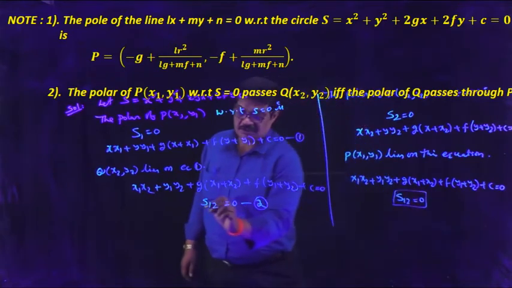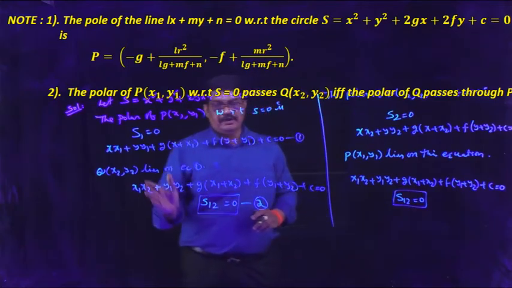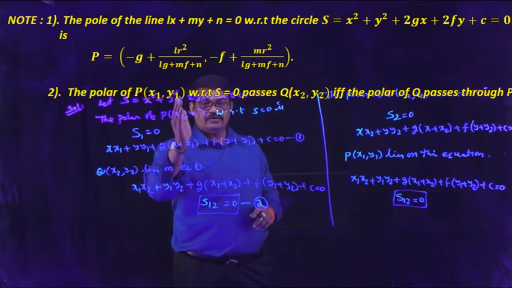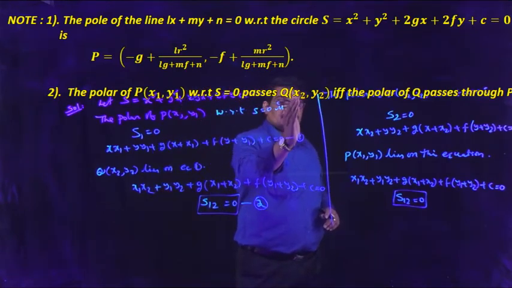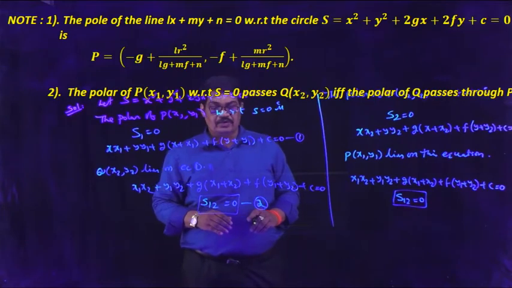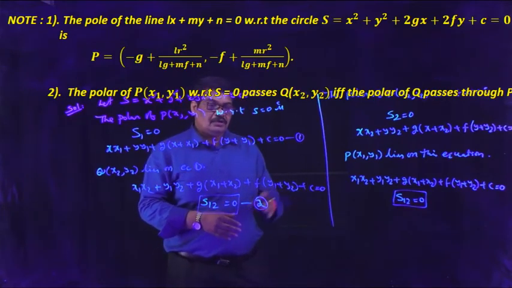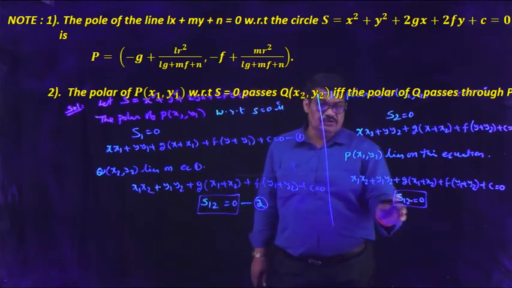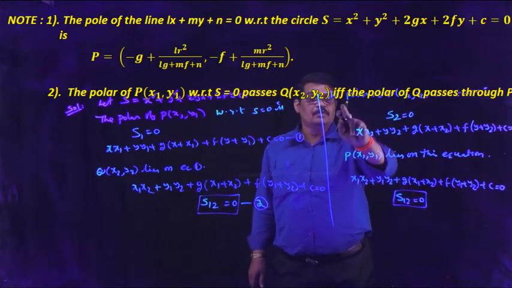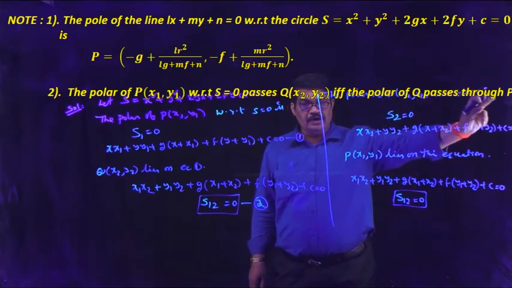Here, in the first statement, the polar of P of (x1, y1) with respect to the circle S is equal to 0 passes through the point Q of (x2, y2). Then we are getting S12 is equal to 0. In the converse part also we are getting S12 is equal to 0, that is, the polar of Q of (x2, y2) passes through the point P.